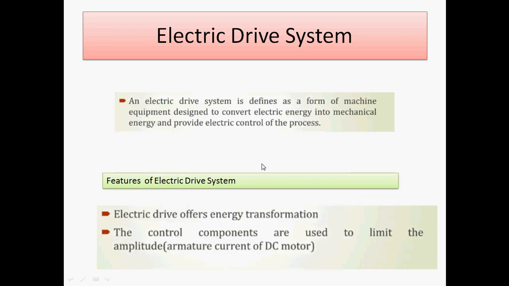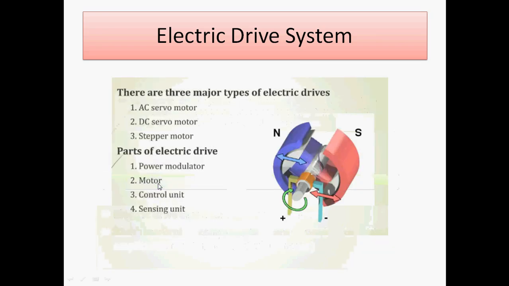Now we are going to discuss the electric system, that is the electric drive system. The electric drive system is defined as a form of machine equipment that converts electric energy into mechanical work and forms the control of the electric process. So the electric drive offers the energy transformation, and the components of this are the armature controller, DC motors, and other motors.